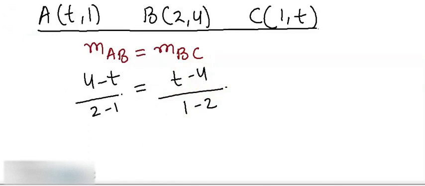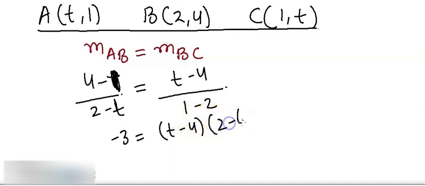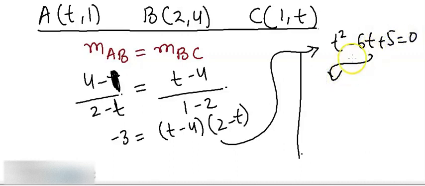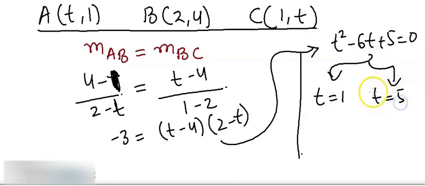Oh sorry, so 4 minus 1 divided by 2 minus t, and when you simplify this you get minus 3 equal to t minus 4 into 2 minus t. You further simplify, you get t square minus 6t plus 5 equal to 0, and when you solve this quadratic equation you get either t equal to 1 or t equal to 5.